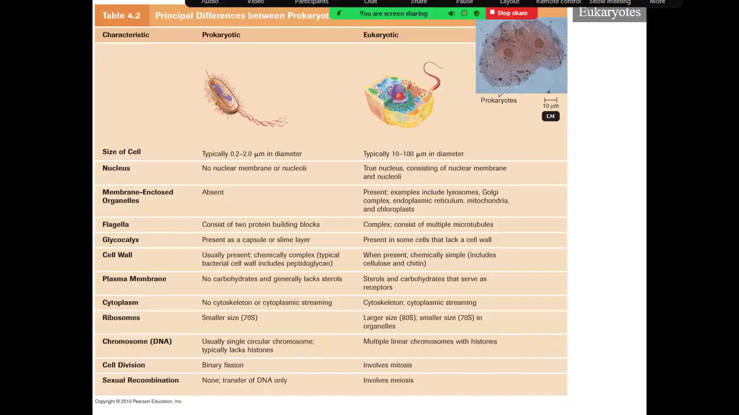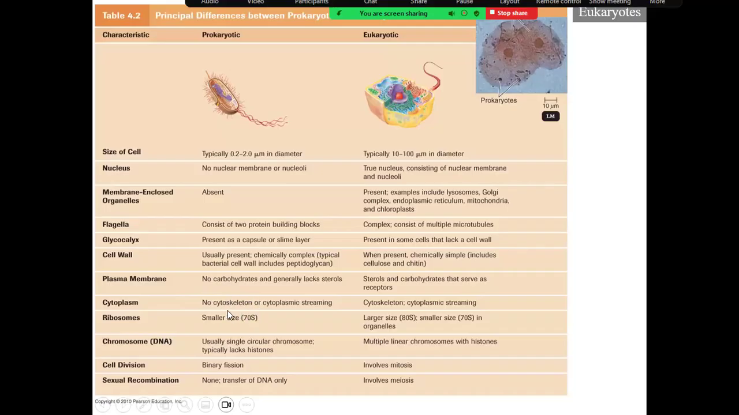Plasma membrane, generally they lack sterols in bacteria and archaebacteria. That isn't true if the prokaryote cell lacks a cell wall. It does have sterols in it. And in animal cells, the plasma membrane has a sterol in it. You all know the sterol is cholesterol. And the plasma membrane does have carbohydrates in it. Generally, the plasma membrane of a prokaryote lacks carbohydrates.